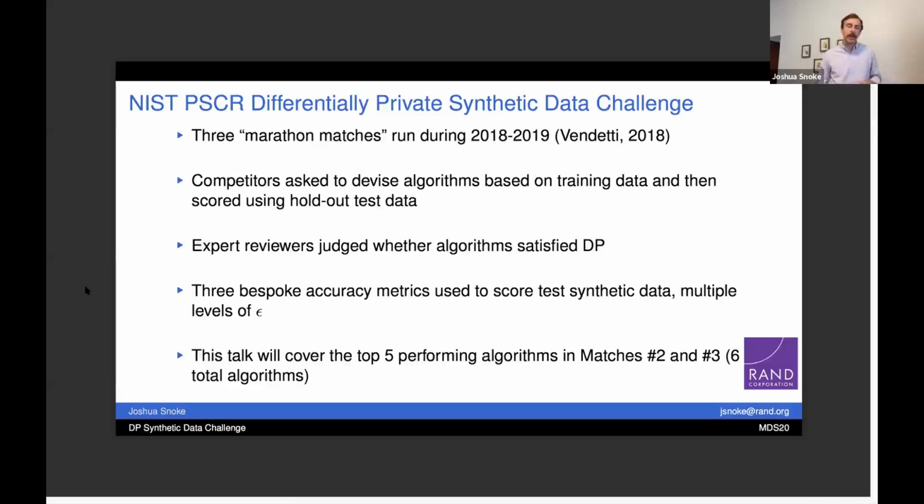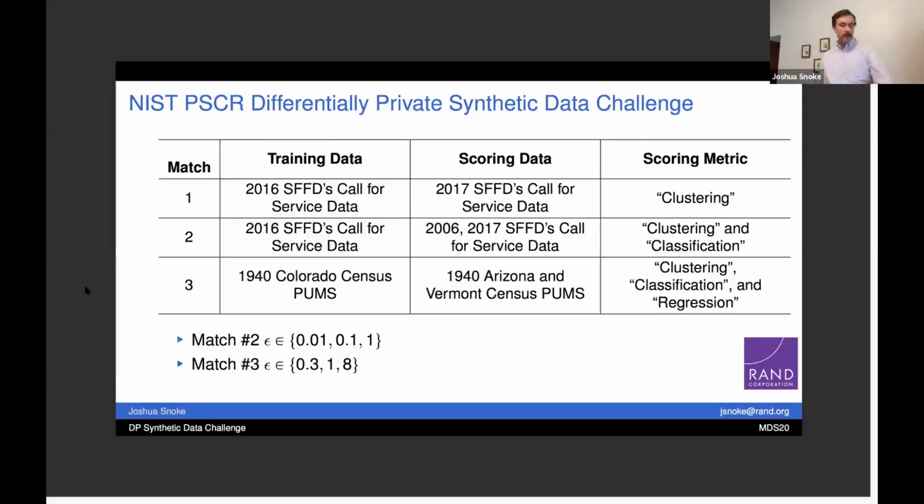So in this talk, I'm going to cover the top 5 performing algorithms from matches 2 and 3. I'm not going to talk about match 1 because it was the same data set as match 2, and so a lot of the same results came out of that. And between match 2 and match 3, there were 6 total algorithms that performed in the top 5. So here's the data sets that were used.